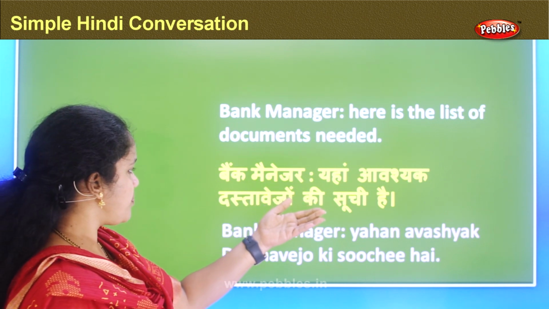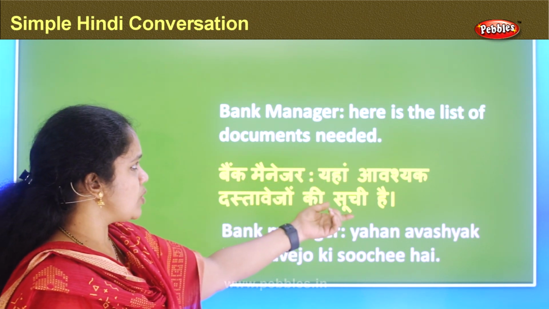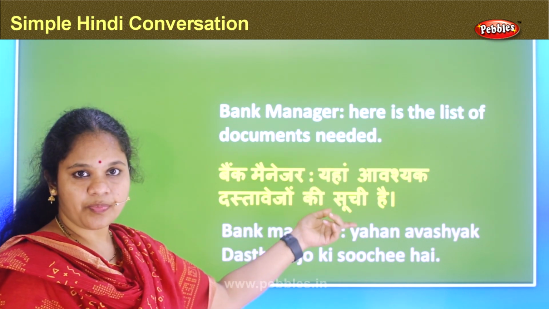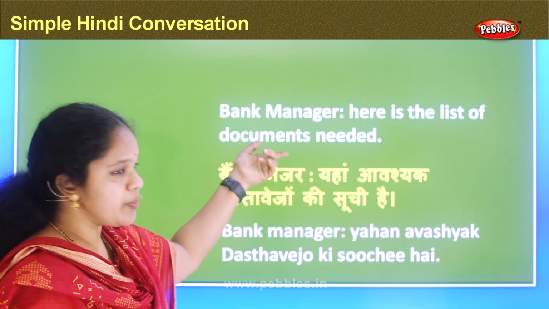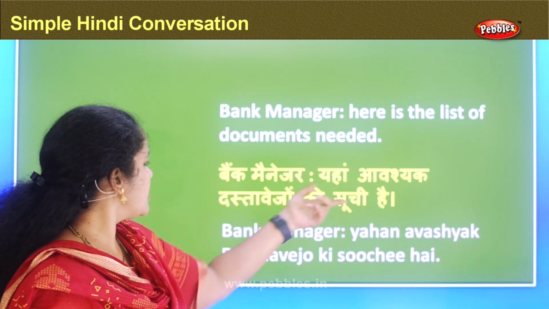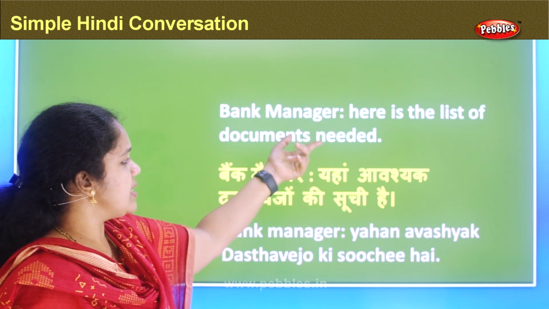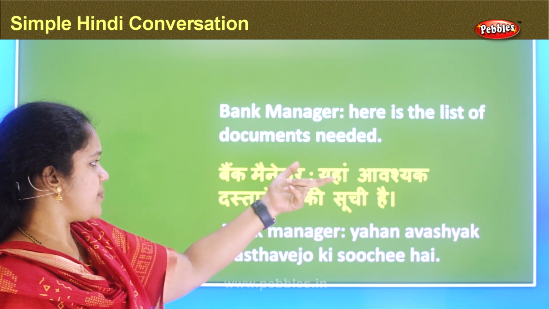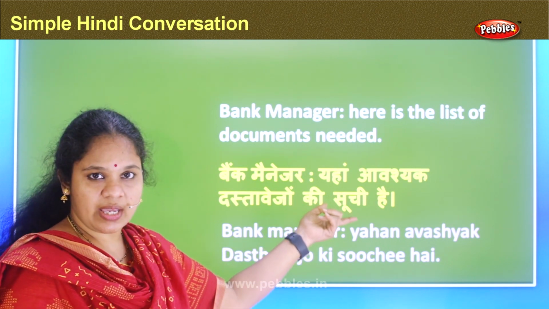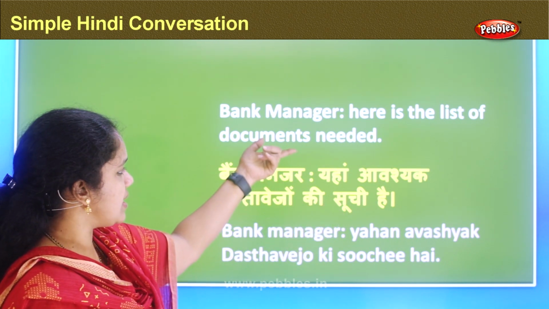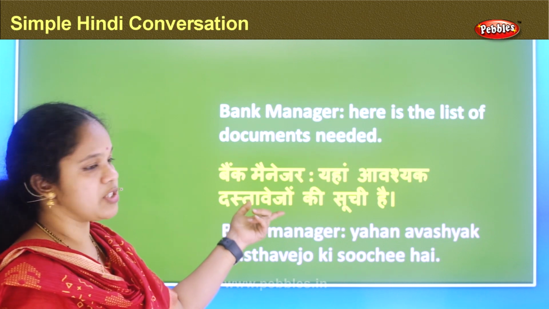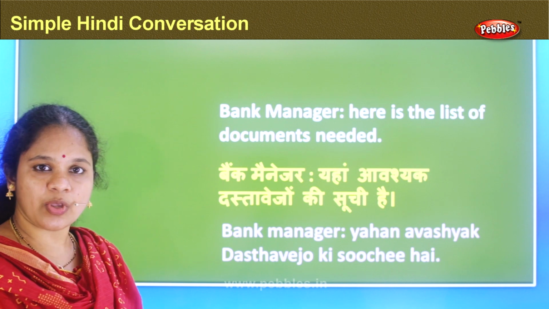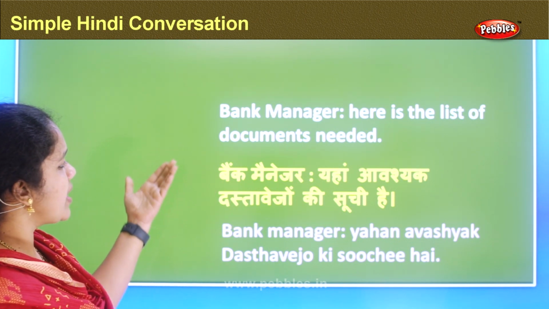Here is the list. List stands for सूची. Here is the list, यहाँ सूची है. List of what? Documents needed. So document stands for दस्तावेजों. Needed means आवश्यक. Okay. So here is the list. यहाँ सूची है. List of what? The documents needed. So आवश्यक दस्तावेजों की सूची है. So सूची stands for the list. Okay. So these are the English and Hindi sentences.